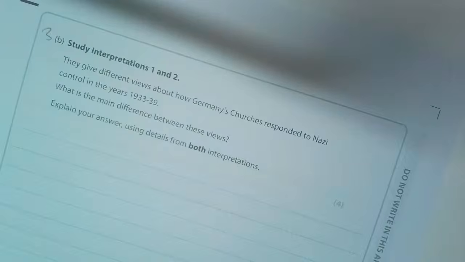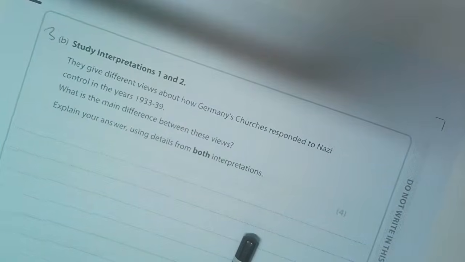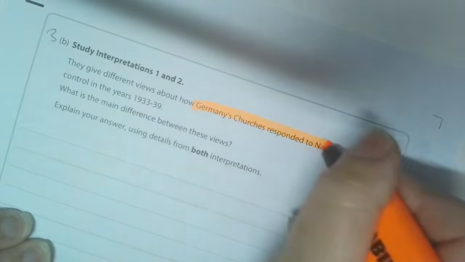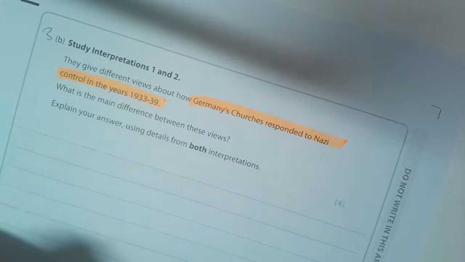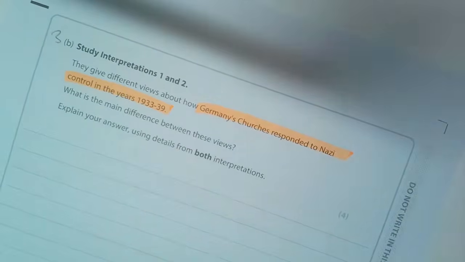So this is question 3B. We're still on exactly the same inquiry. So again, we are on how Germany's churches responded to Nazi control in the years 1933 to 39. But this time we are looking at interpretations 1 and 2. They give different views about how Germany's churches responded to Nazi control in the years 1933 to 39. What is the main difference between these views? Explain your answer using details from both interpretations.